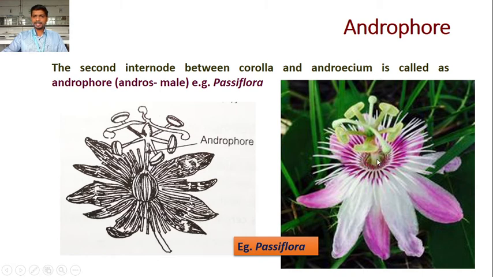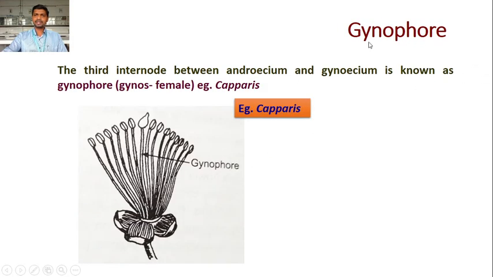For example, in Passiflora, these are the stamens, the androecium, this is the corolla, and the portion in between, I said, is an internode. This internode is called the androphore. This is clearly seen in this picture: androphore, which is present in between corolla and androecium. For example, Passiflora. Next, this is the gynophore.